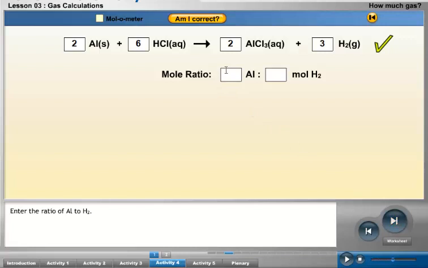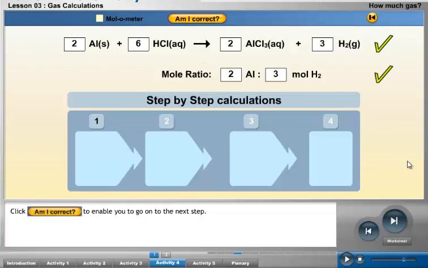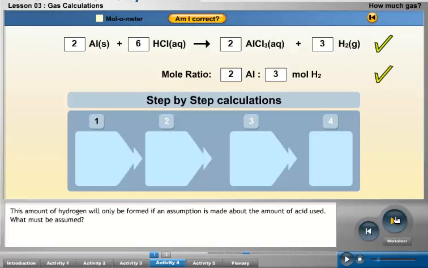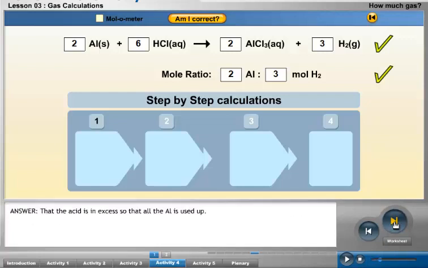Enter the ratio of aluminium to hydrogen. Click Am I correct? to enable you to go on to the next step. This amount of hydrogen will only be formed if an assumption is made about the amount of acid used. What must be assumed? Answer: that the acid is in excess, so that all the aluminium is used up.